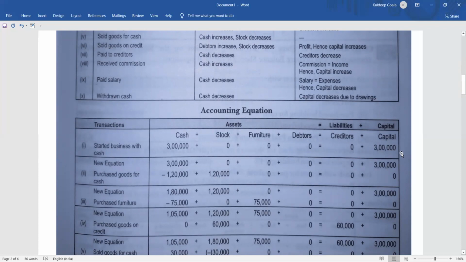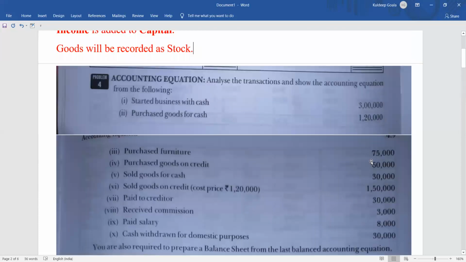And right after the first transaction, you will write the new equation. What is the new equation now? The new equation is cash 3 lakh, plus stock is not there, furniture not there, debtor not there, creditor is not there, capital is again 3 lakh, right? Now let's go to the next one.